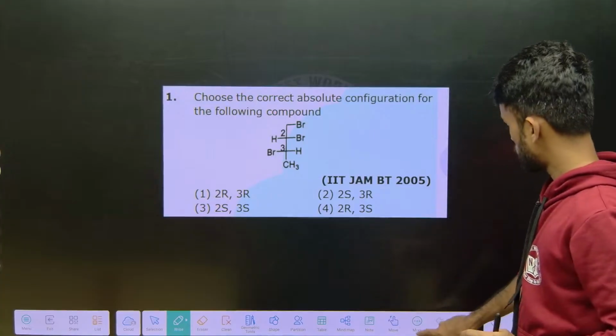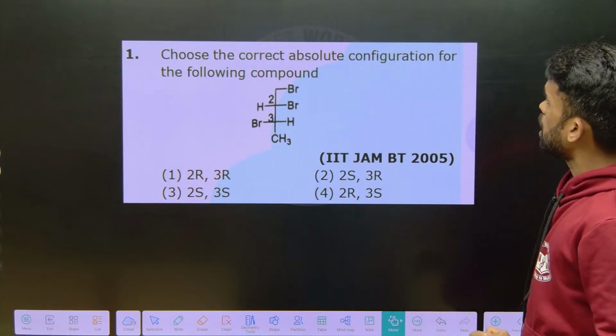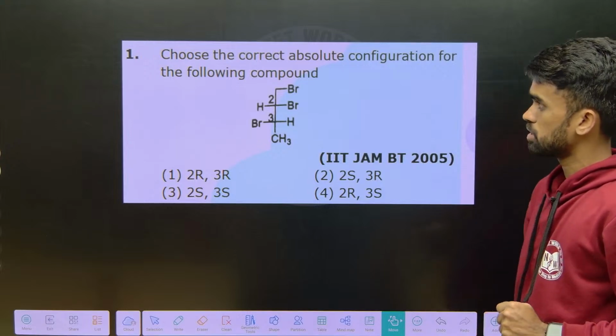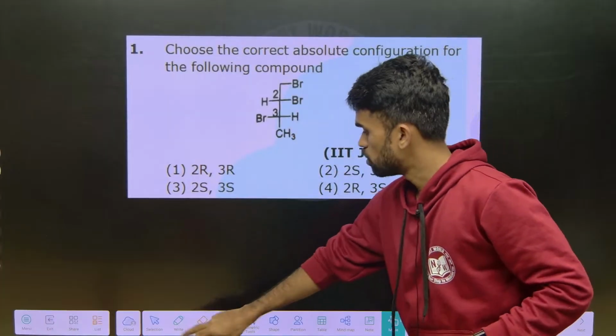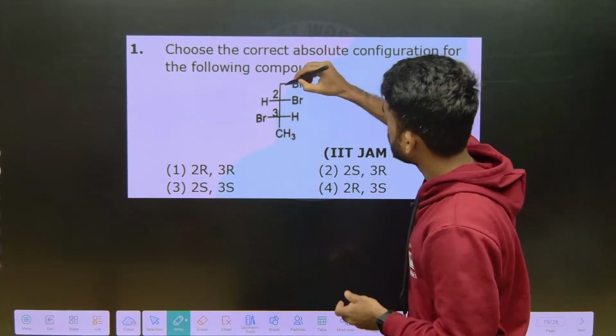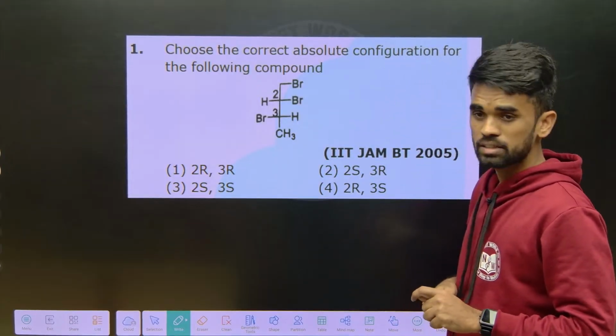Answer me this first. Choosing the correct absolute configuration of the following compounds. Tell me whether this first carbon is chiral. No, because 2 hydrogens are there. Ignore that. Second carbon is chiral. Identify fast.